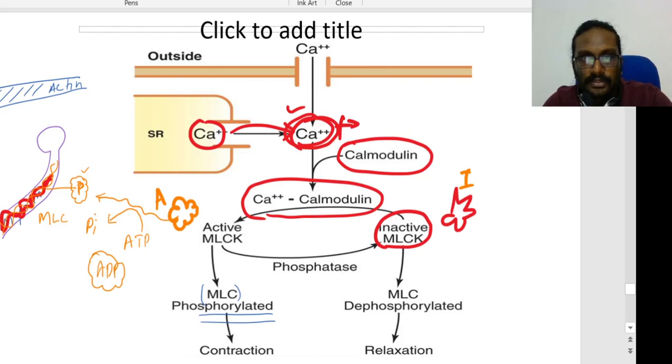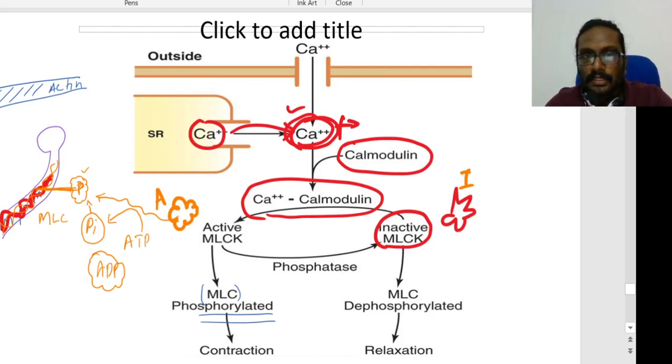So this phosphate is attaching itself to myosin. At this point, you should note this fact that in skeletal muscle, you have a separate area for ATP to bind to myosin. You have a separate area for the ATP to bind to myosin.